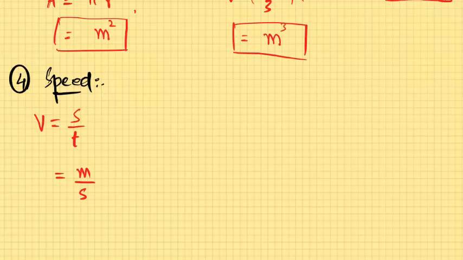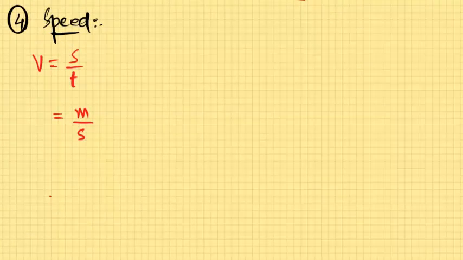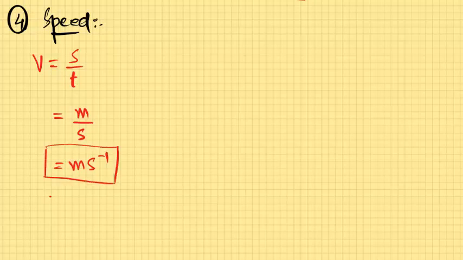Now this can also be written as meters second power minus 1, because this second was in the denominator, so if I bring that into the numerator, that would be second power minus 1. That's not a big deal. So this is the SI base unit of speed, and the same will be for velocity. Why? Because velocity is displacement upon time. Displacement is also measured in meters, so it doesn't matter if it is speed or velocity, the SI base unit is the same, that is meters per second.